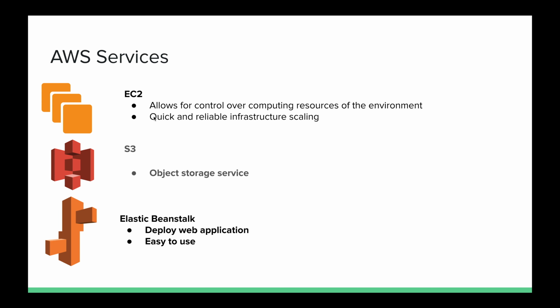Now, here are some of the AWS services that we considered. EC2, basically, this creates an environment for distributing and hosting our website. Basically, that's where it goes. And again, S3, like I mentioned before, is an object storage service. This is where we store all our object files that are going to be uploaded by the user of the web app.